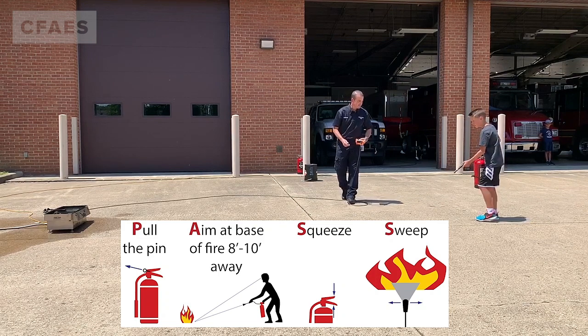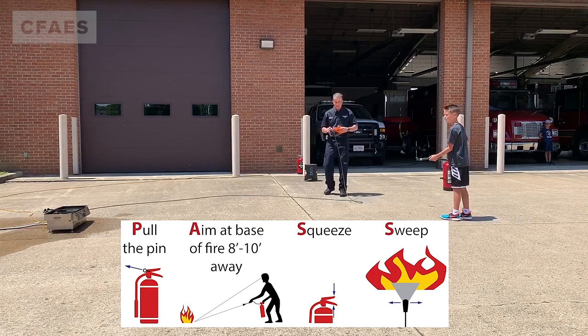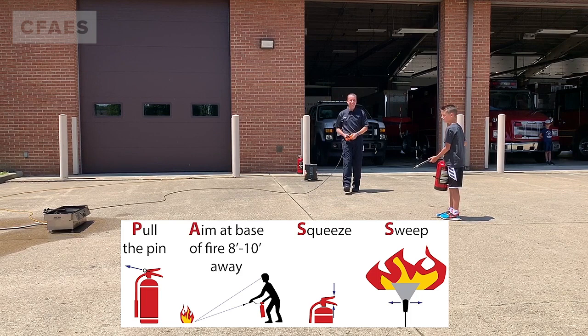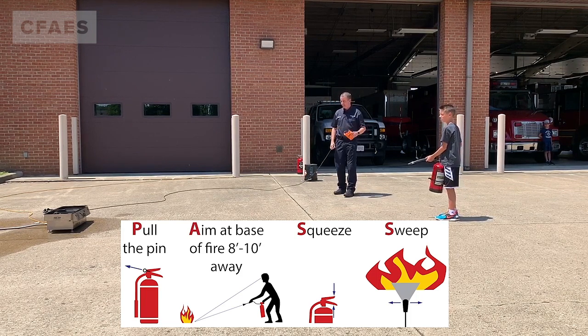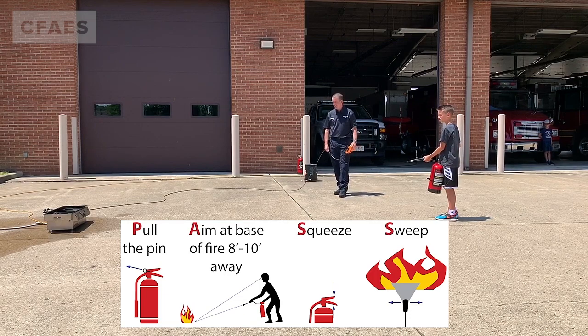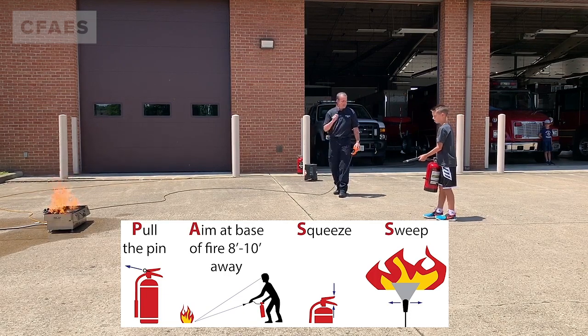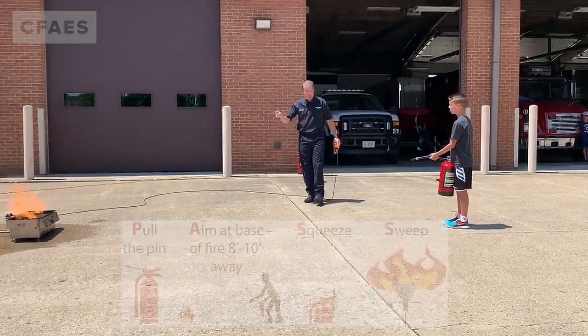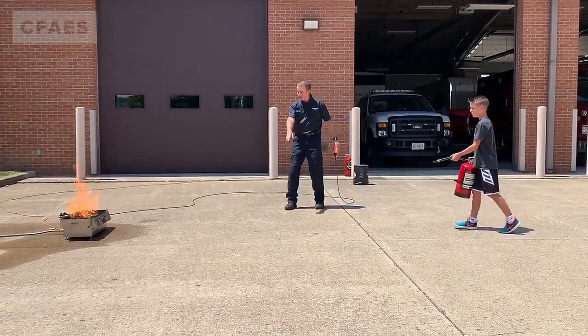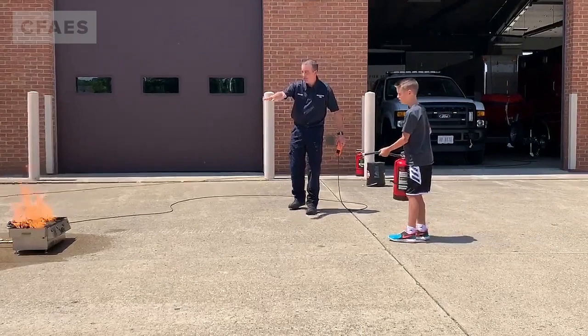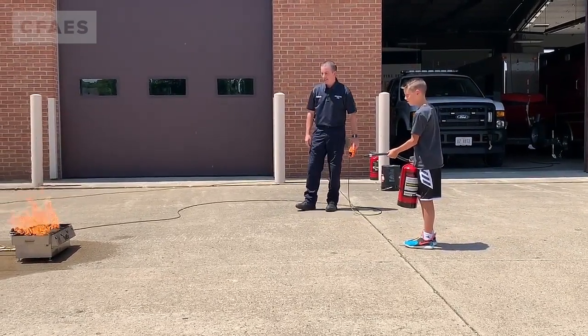Okay. So that means I don't have to tell you twice, do I? You're all ready. Let's get it. Okay, you got the pin pulled. You got the nozzle aimed at the base of the fire. You're ready to squeeze the handle, so come up here about 6 to 8 feet and aim right at that base of the fire, right into the pan there.